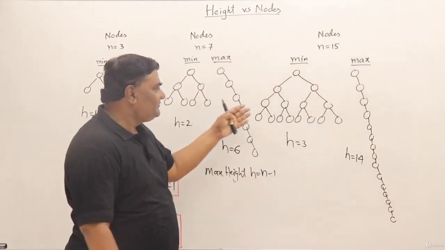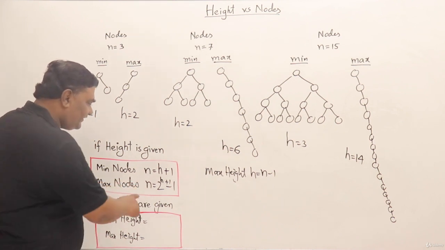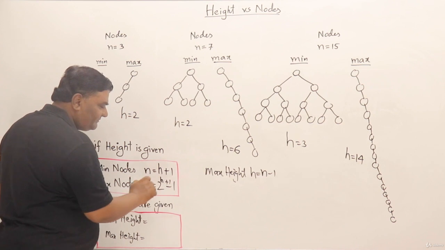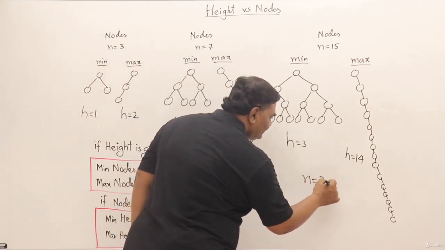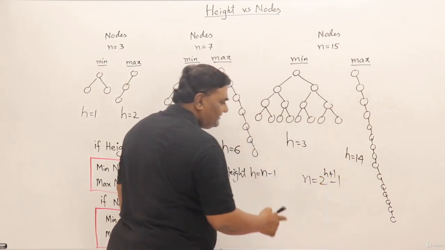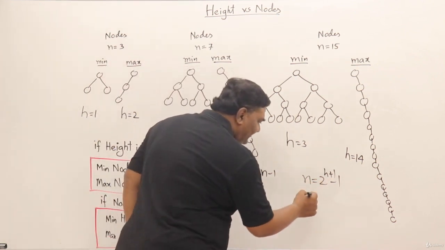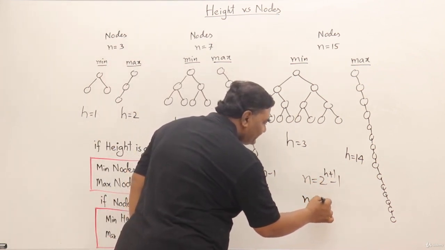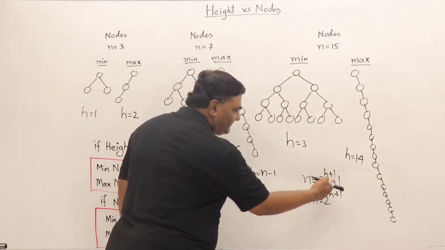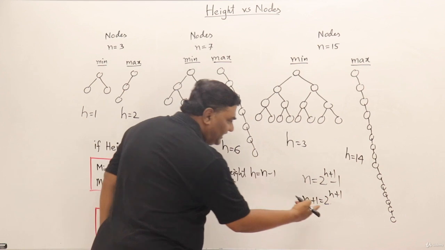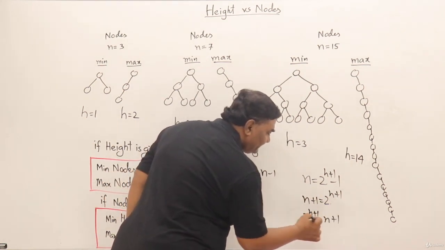So I don't have to observe from the trees. Let us use this formula and convert it. What is the formula? n is equal to 2 power h plus 1, minus 1. This is the formula for maximum nodes. So I can write it as n plus 1 is equal to 2 power h plus 1. That minus 1 I brought here. Then I will change the side: 2 power h plus 1 is equal to n plus 1.